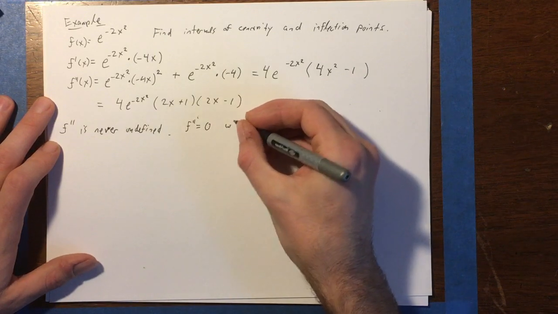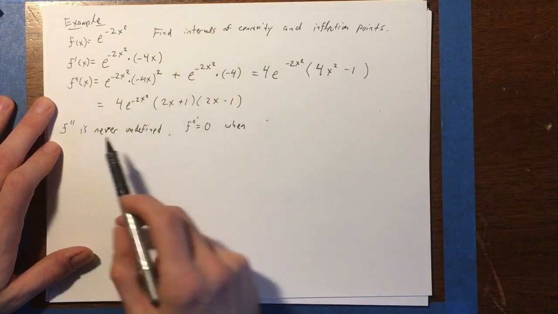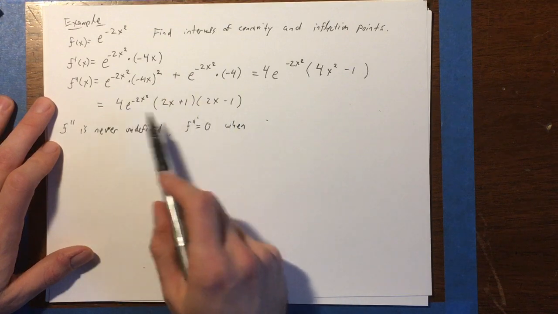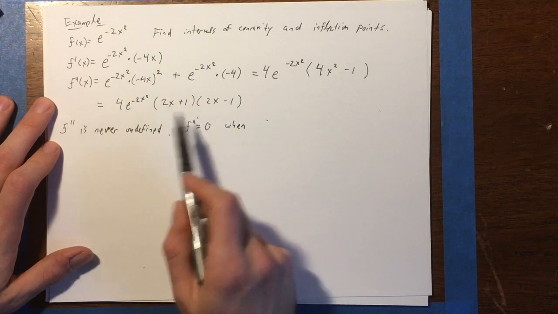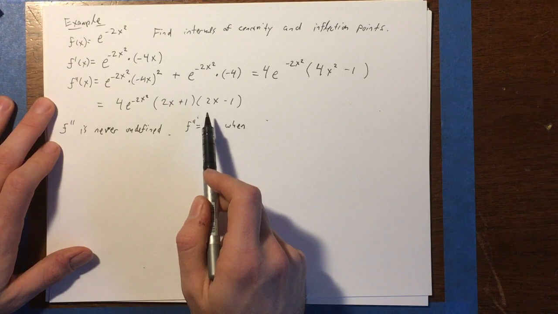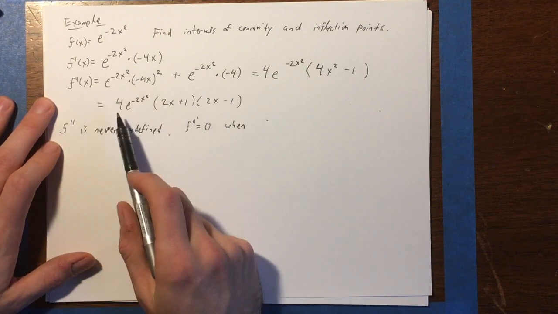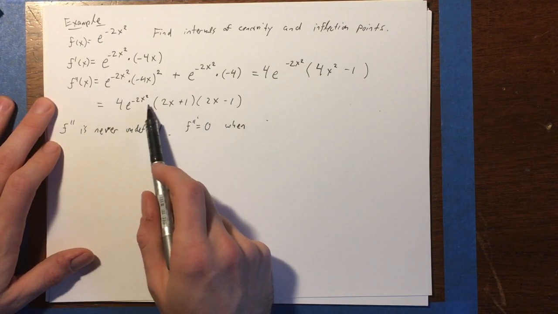F double prime equals 0 when what? Well, there's three factors, right? If you set this equal to 0, one of those three factors is going to have to be 0, right? At least one. So what if the first factor is 0? 4e to the negative 2x squared.